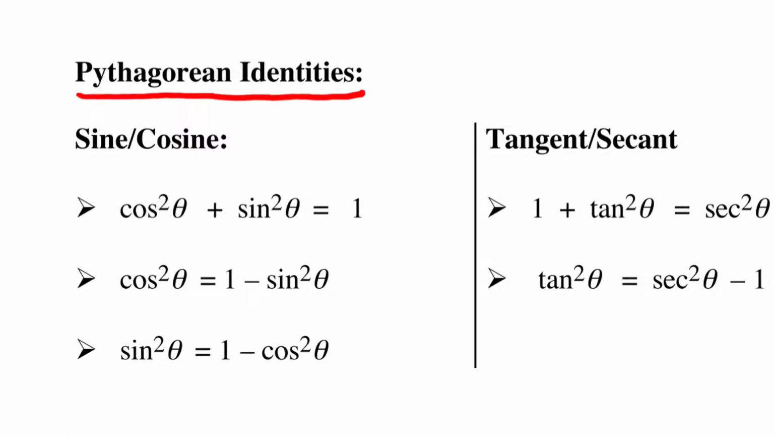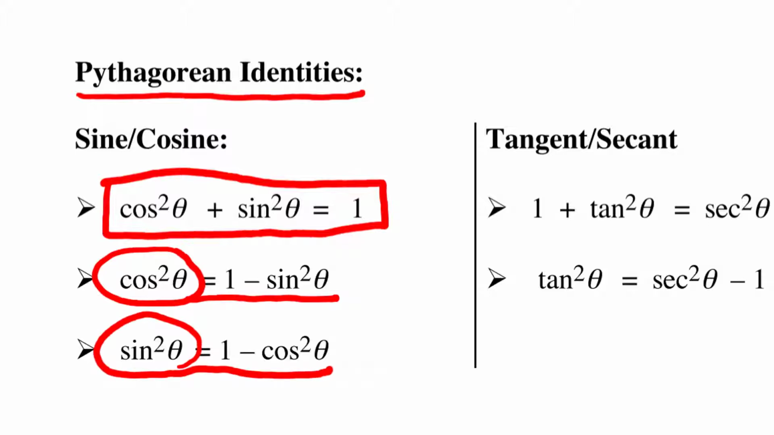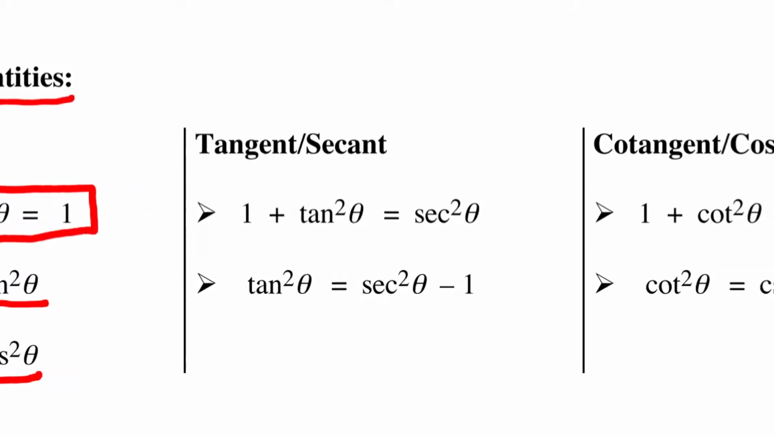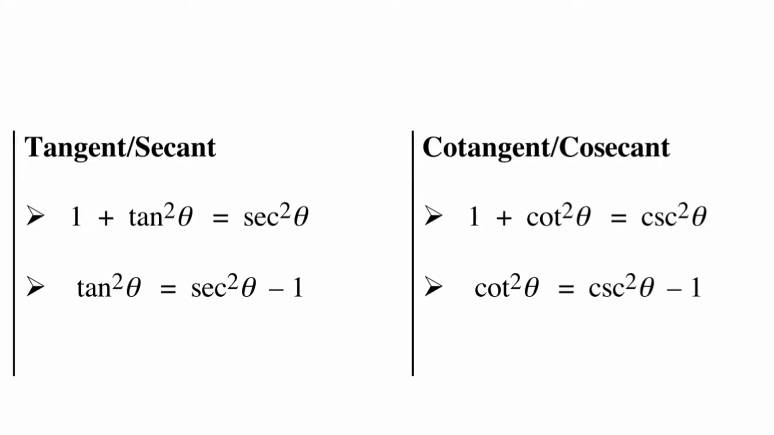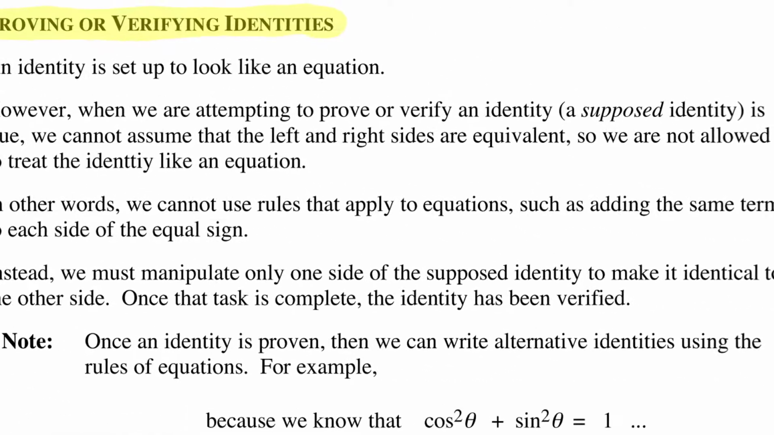Of course, we have the all-important, all-powerful Pythagorean identities. We have the most basic of Pythagorean identities, on which all others are built, including cosine squared theta, which is equal to 1 minus sine squared. Memorize these forward and backward. We also have Pythagorean identities that include tangent and secant. That was the basic divided by cosine squared, and the cotangent cosecant.